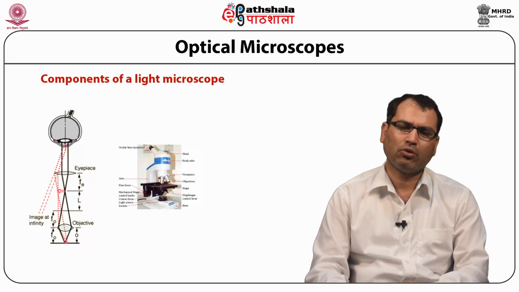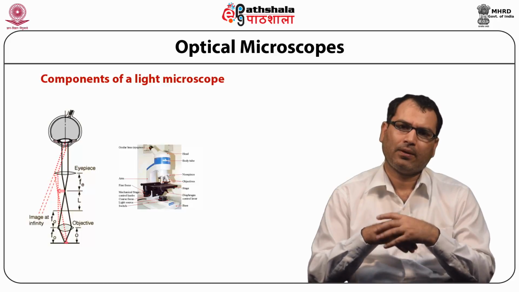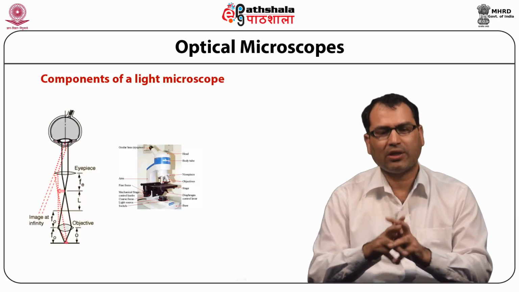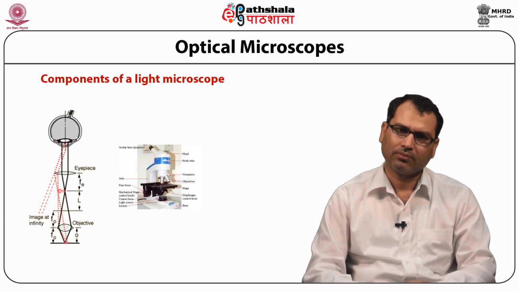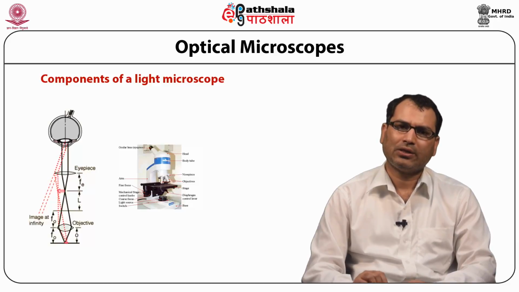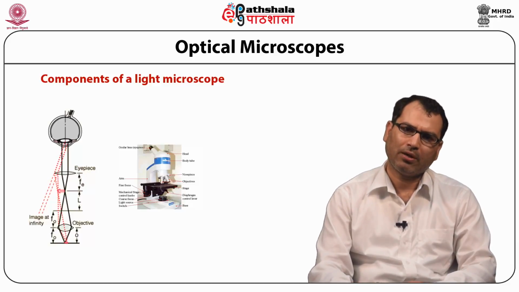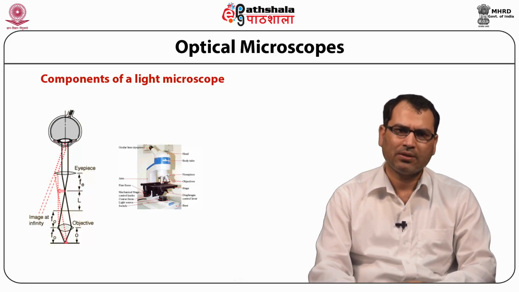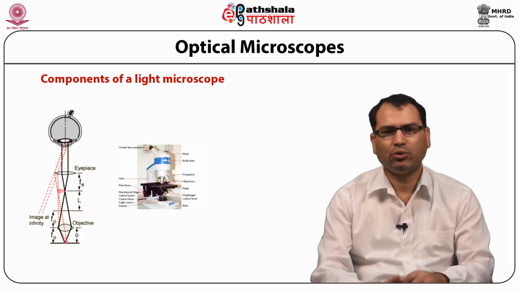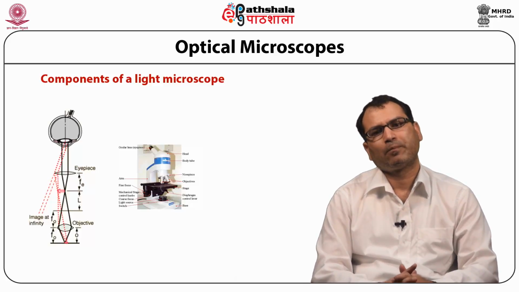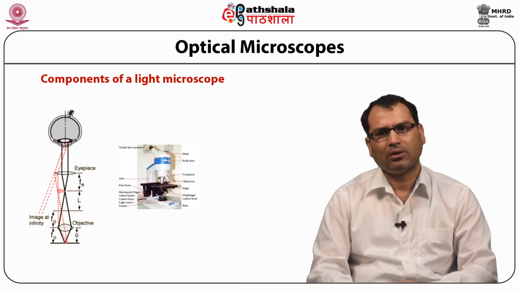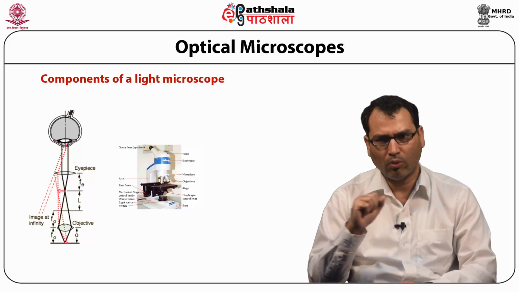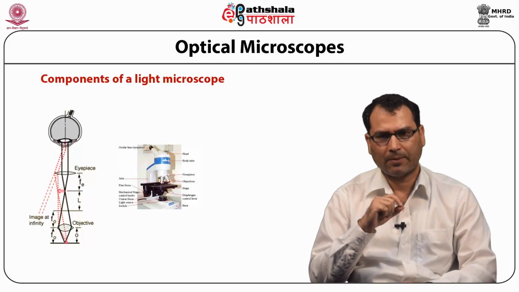Optical microscopes: the components that are used in constructing a light microscope. In most of the microscopes, the structure is more or less the same. The optical components which are used are more or less the same. For example, as shown here in the picture, an optical microscope has a body. It has an eyepiece on the top through which you look into the microscope. Then it has a nose piece on which one or more objective lenses are fixed.